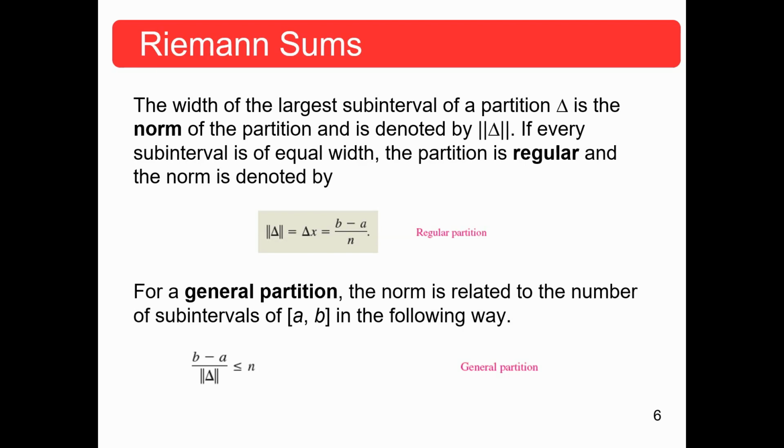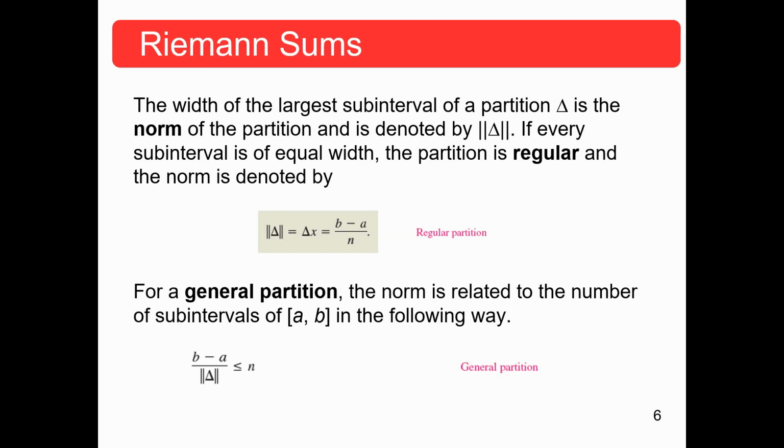So if every subinterval has the same width, then that is a regular partition, and its norm is denoted by b minus a over n. We've done this. Those were the easy ones. Notice what happens as n goes to infinity: the norm goes to 0. So this is going to be important.